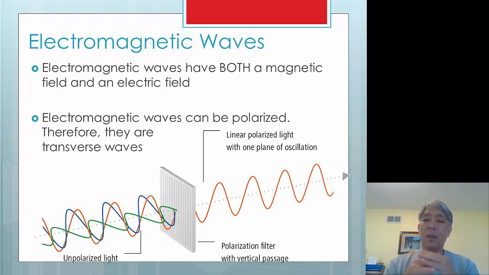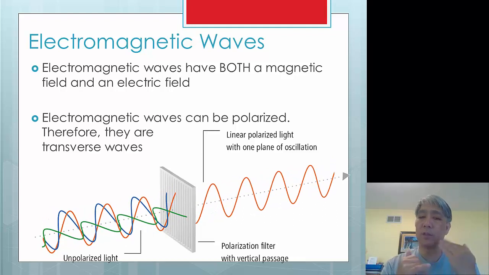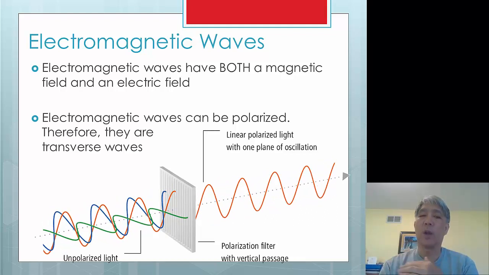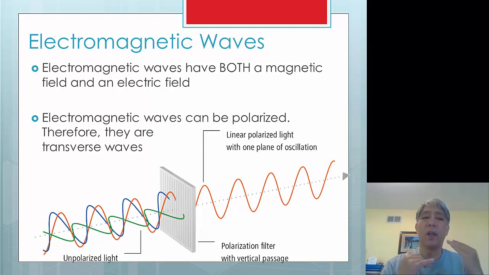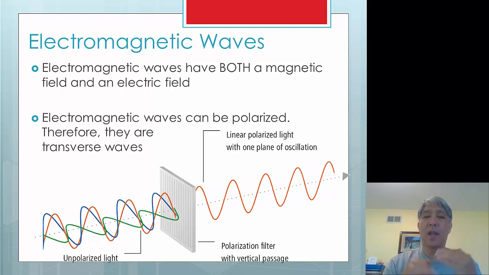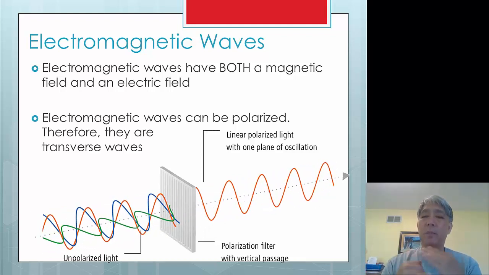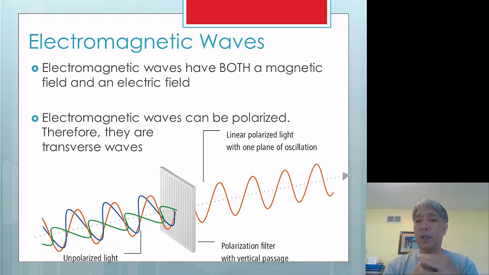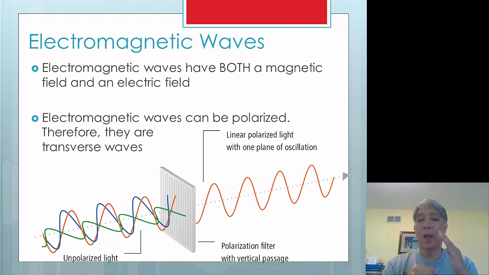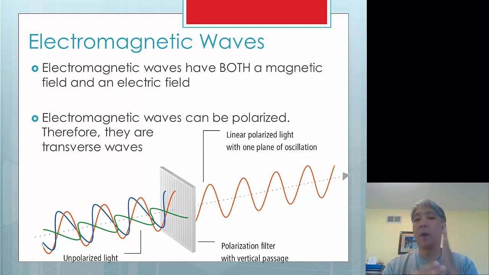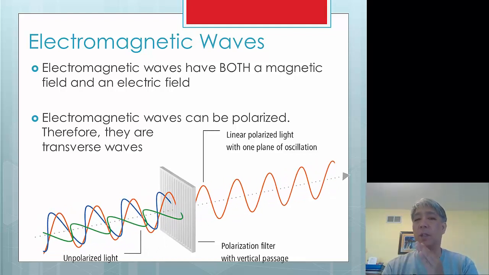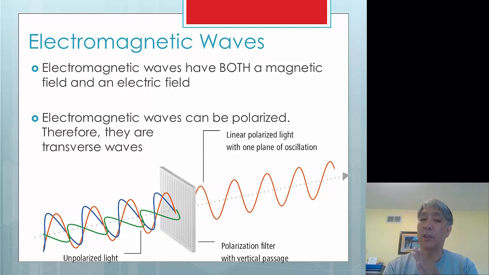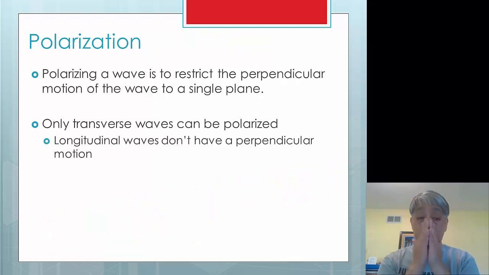The other thing to know is that electromagnetic waves, or actually any transverse waves, but primarily electromagnetic, can be polarized. What that means is I'm restricting the electric field to a single plane only. And by definition then, my magnetic field is also being limited to one plane only. So polarizing a wave basically restricts us to one plane.